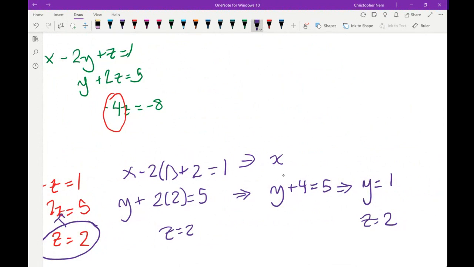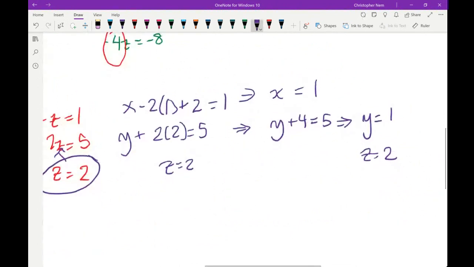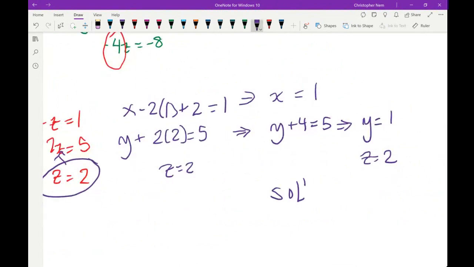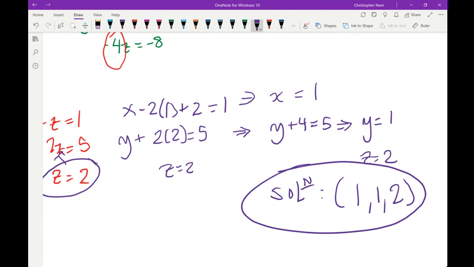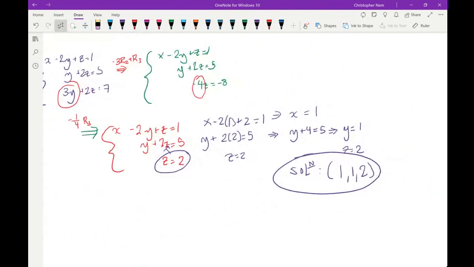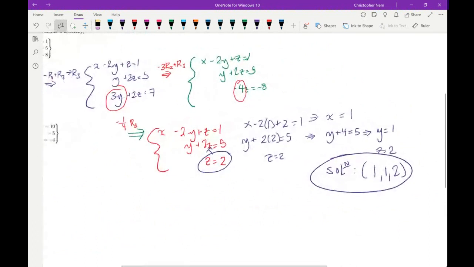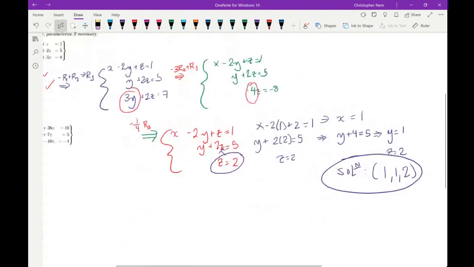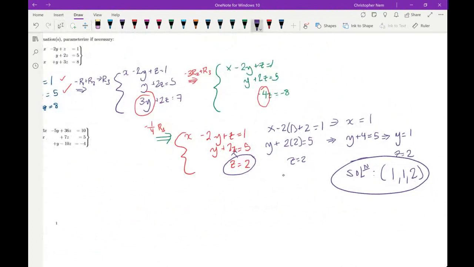This is going to give me x equals 1. So now my solution, you always write the x first. It's going to be 1, 1, 2. Boom. This is my solution. It's exactly one solution, but I have an ordered triple. That's the solution for omega.